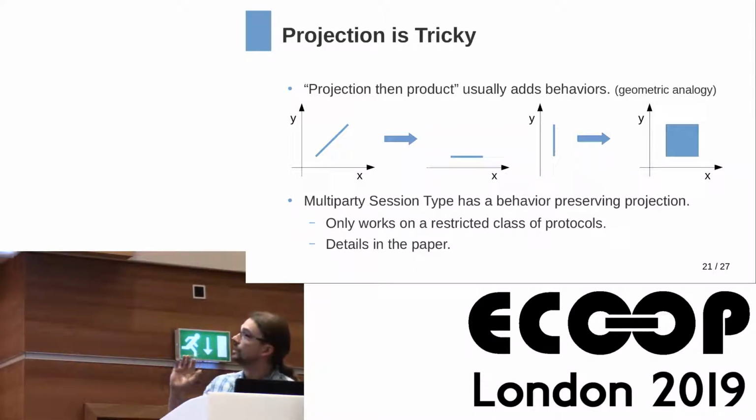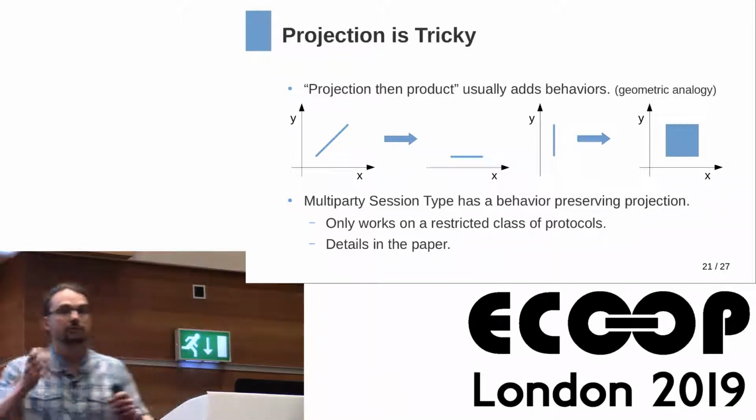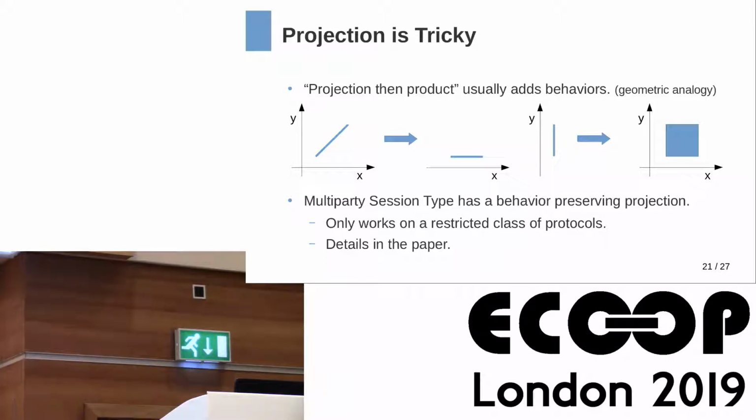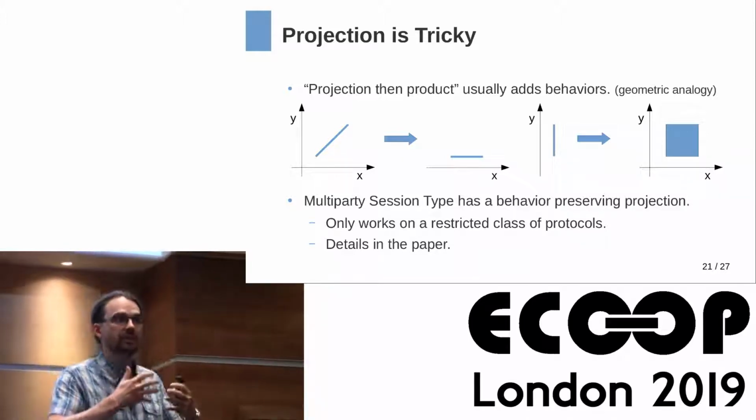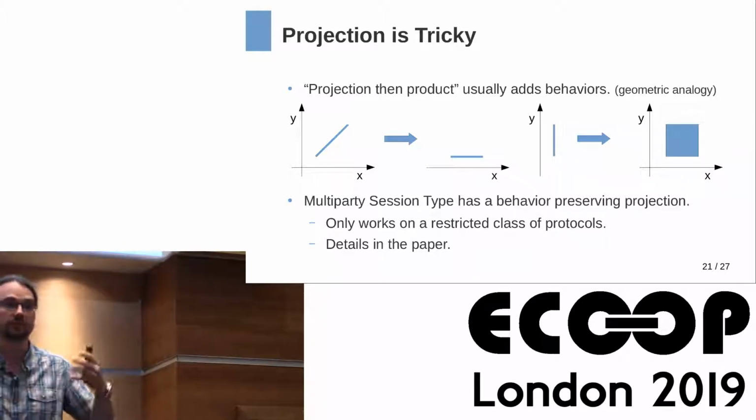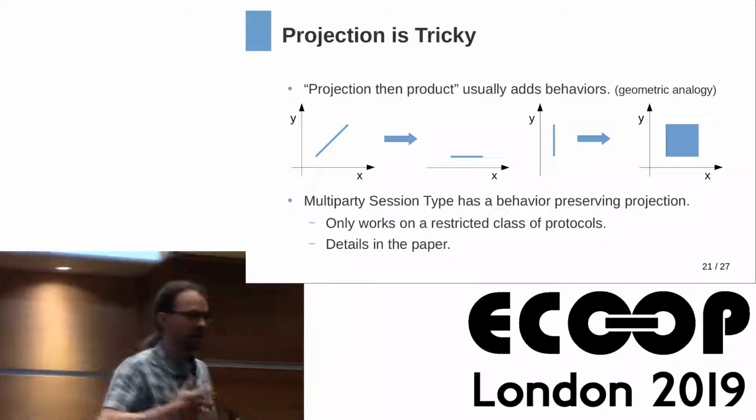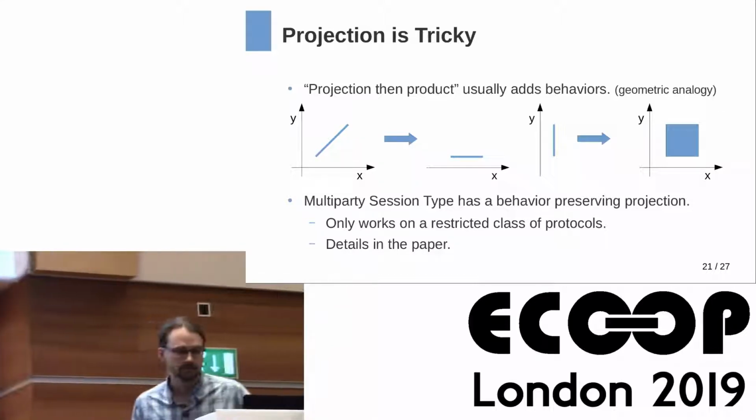I'm not going to explain the detail, but I refer to a paper. Actually, not every global specification can be projected, so we have to perform some check at the level of this global specification that it can be projected, and then the projection itself is a partial function. So not every global spec admits a local implementation.